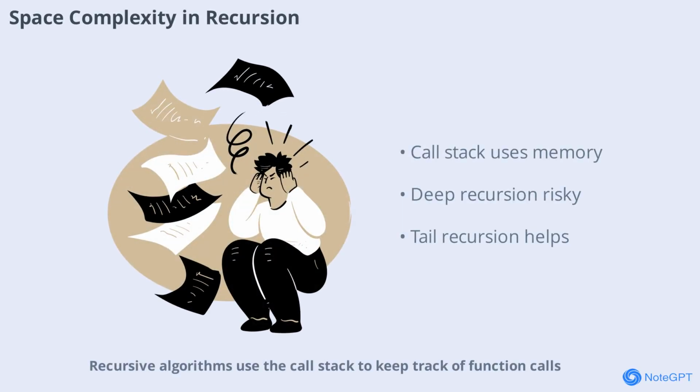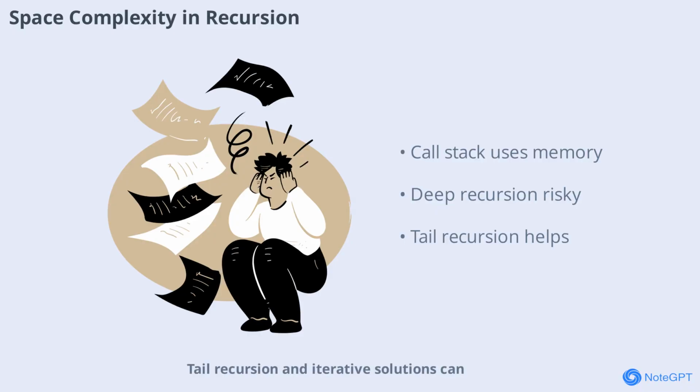Recursive algorithms use the call stack to keep track of function calls. Each call adds a new frame, consuming memory. For shallow recursion, this isn't a problem, but deep recursion can lead to stack overflow. Tail recursion and iterative solutions can help reduce space complexity in some cases.